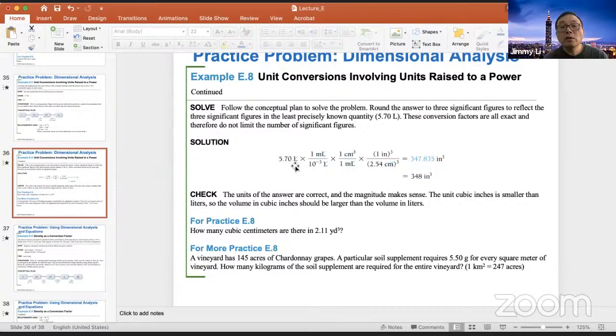Okay. So 5.70, here comes the solution. That 5.70, there are 3 significant figures here, and you end up with a 3 here. And another thing, when you check your answers here, liters is a larger unit, convert to inches, all right, inches, and that's why your number is getting higher. Okay.